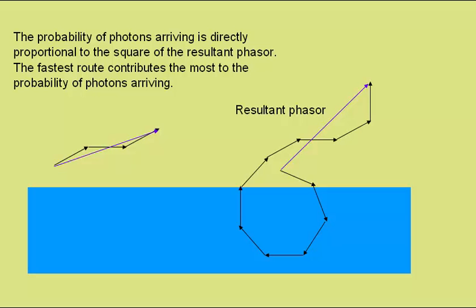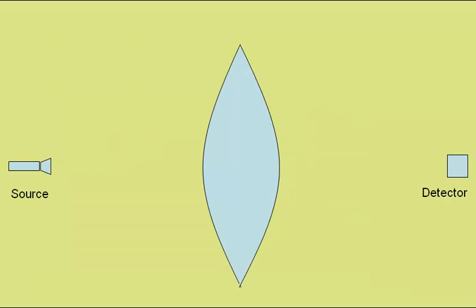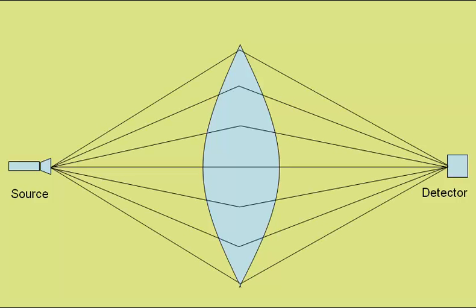This matches up with what you would have learned previously about refraction, that as light travels from air into glass, it bends towards the normal. Let's look at how lenses can be explained using phasors. Here we have a source of light, a lens, and a detector. Some of the possible routes for the photons travelling from the source to the detector would be these.